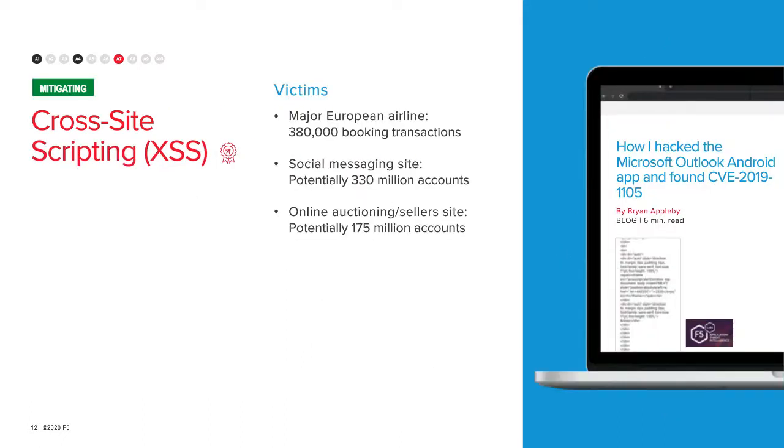So a number of significant victims have been hit by cross-site scripting. Everything, as you can see, from breaches that range from the hundreds of thousands to the millions of records. In fact, we had one of our own security researchers in the F5 Labs team that found a cross-site scripting vulnerability in the Microsoft Android app only last year, I believe it was, and worked with Microsoft to get that fixed.